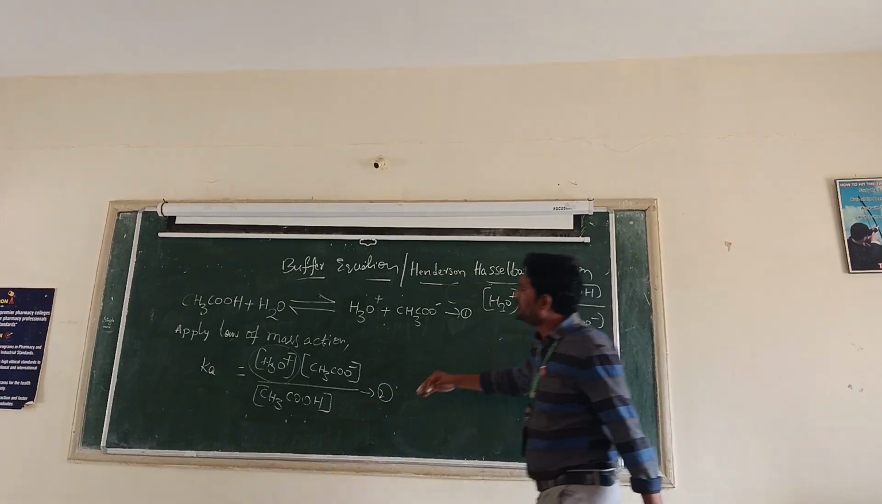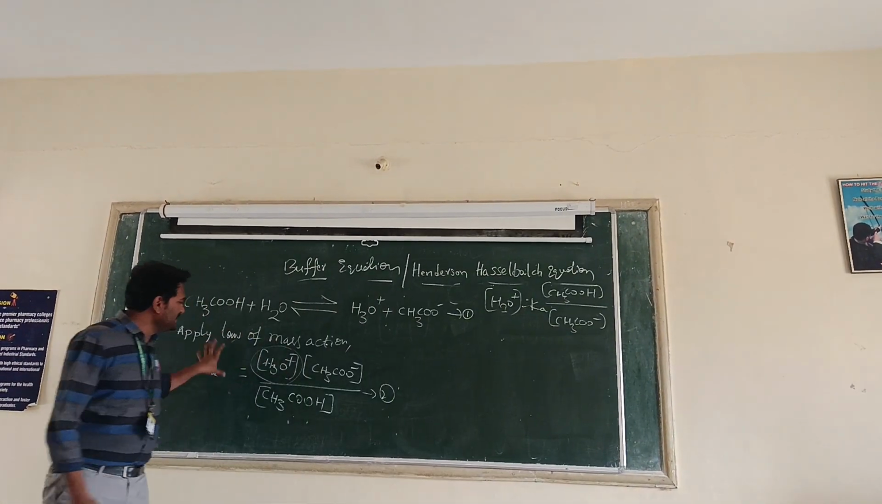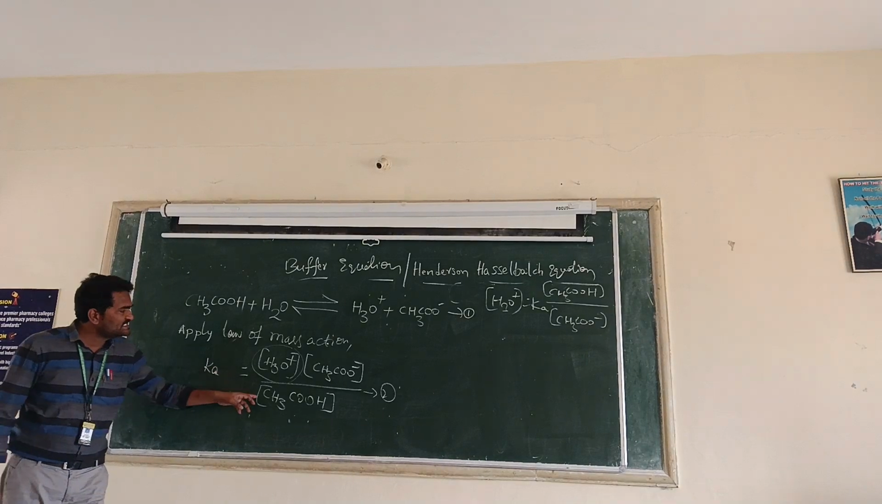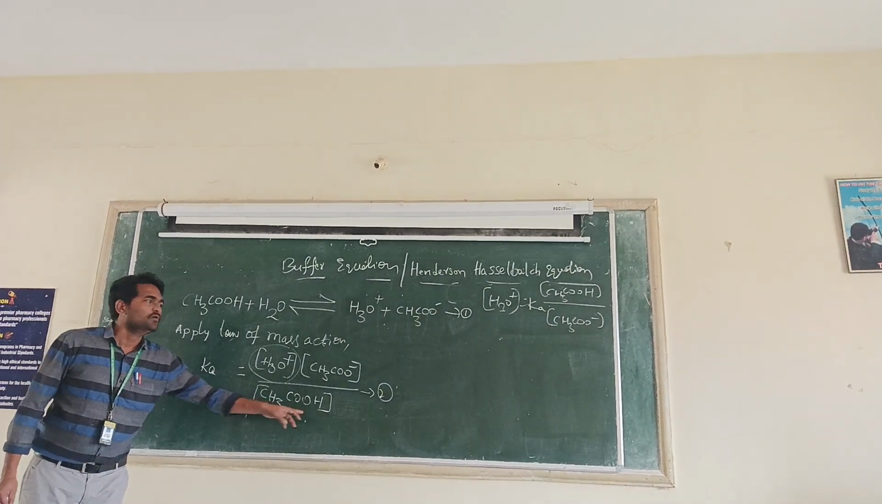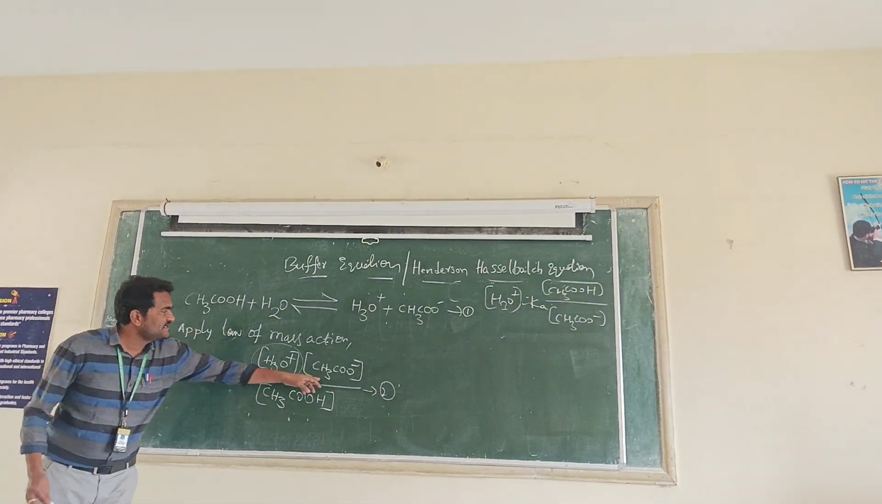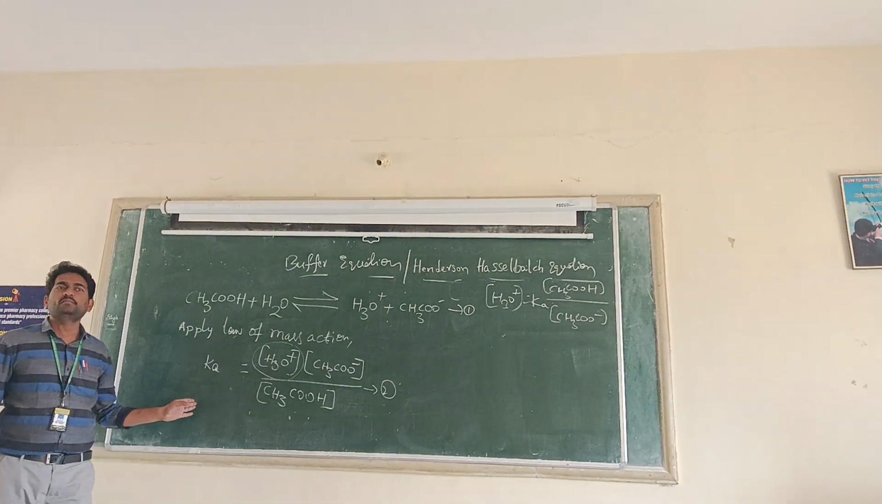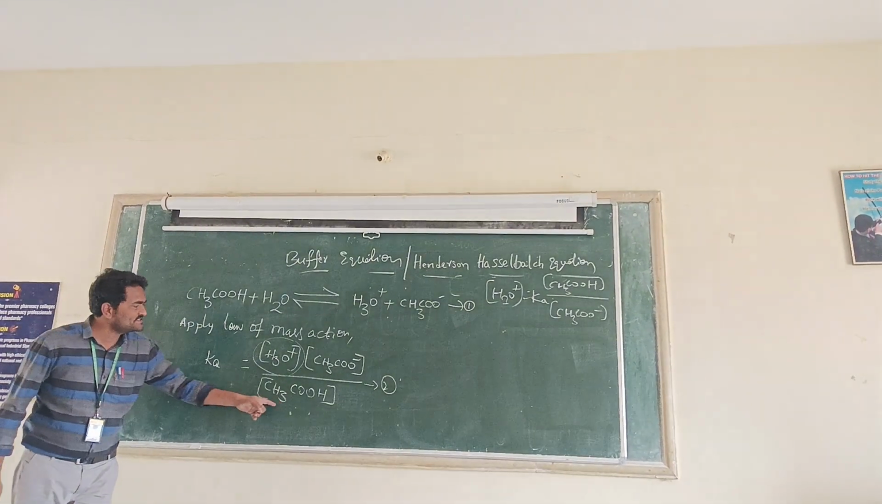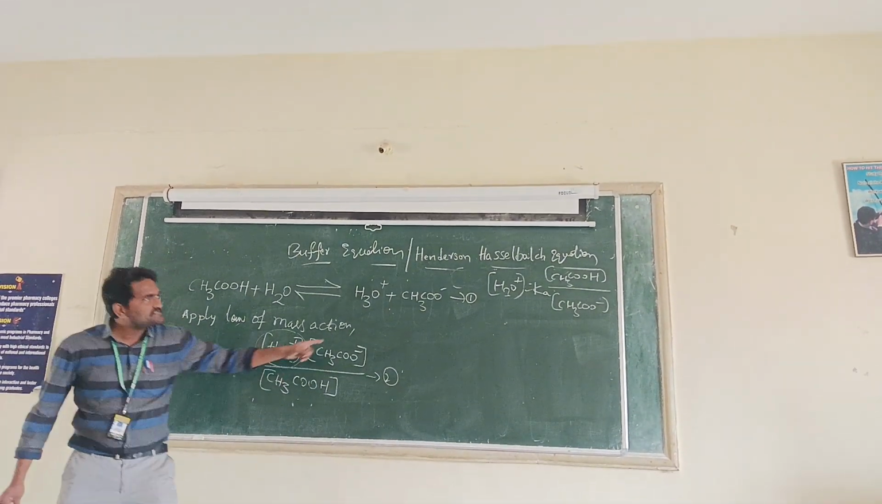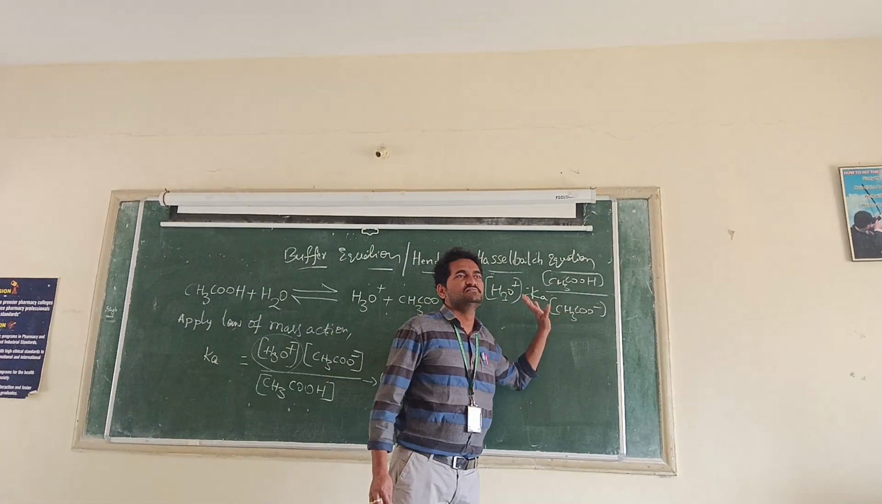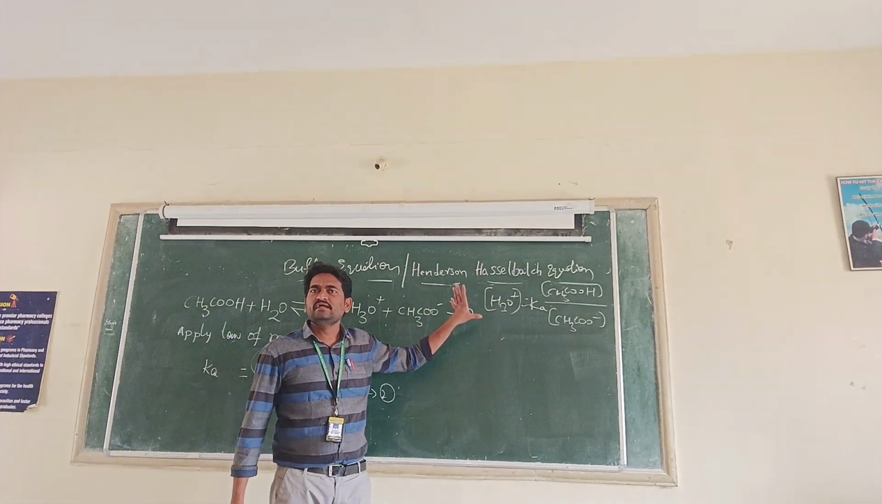Cross multiplication: if you take this H3O+ aside, it becomes Ka into CH3COOH. In the next step, this CH3COO minus will come to the denominator part. So H3O+ equals Ka into CH3COOH divided by CH3COO minus. Is that clear up to here?